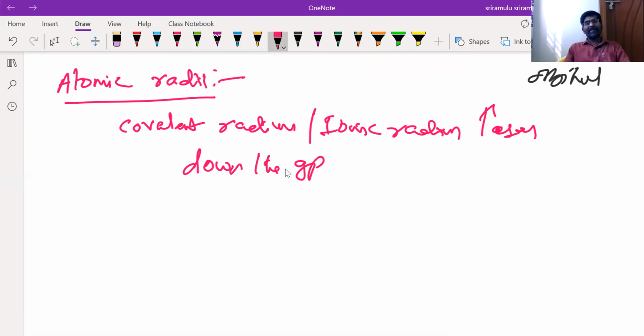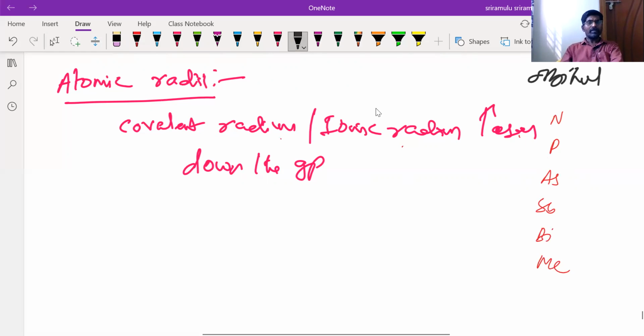So what happens here if we are moving from top to bottom in a group? Covalent radius or ionic radius increases down the group. How do you understand this? For example, take the nitrogen element, the phosphorus element, next the arsenic element, antimony, and next bismuth, and next the moscovium element.